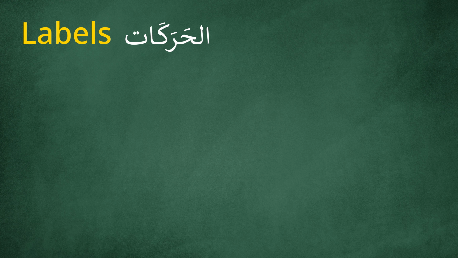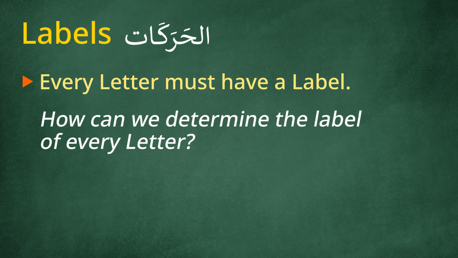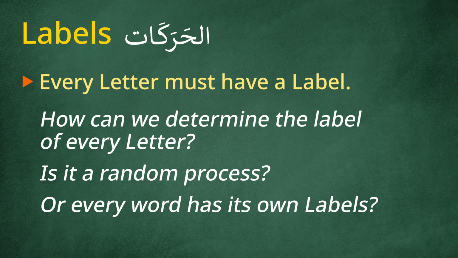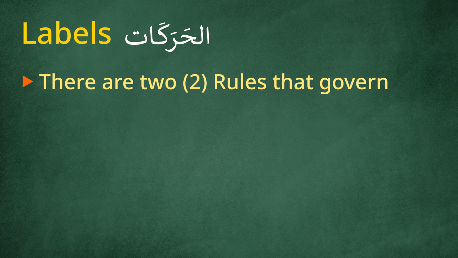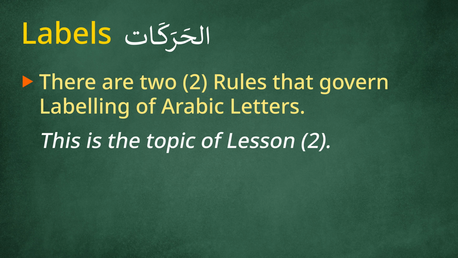Back to labels, we understood that every single letter in any word must have a label, or harakah, or tashkeel. Call it whatever you want. But how can we determine which label every letter will have? Is it fatha, dhamma, kasra, or sukun? Is it done randomly, so I can give any letter any label I want? Or every word has its own labels? There are two basic rules that govern labeling of letters in Arabic, and this is going to be the topic of our next lesson of this course.